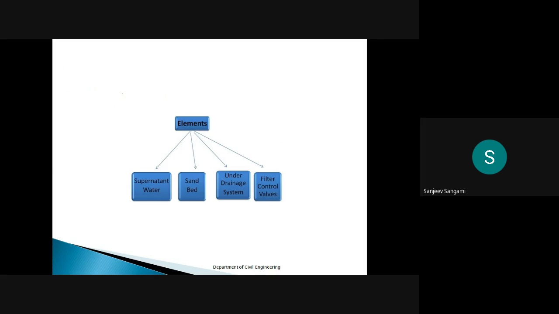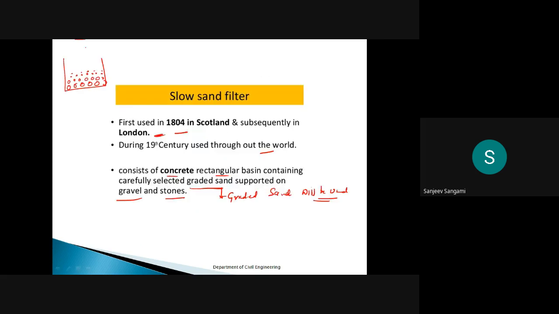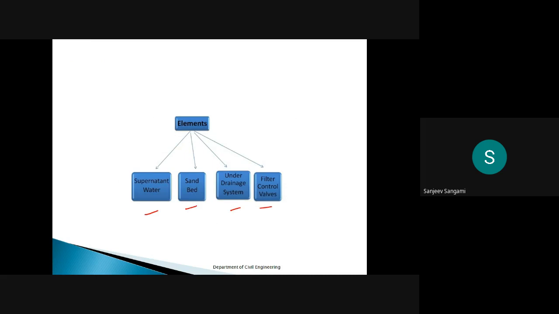Then, the elements we are going to use in this slow sand filtration process are supernatant water, sand bed, under drainage system and filter control valves. Supernatant water means the water above the filtration bed, above the top of the filter bed. That is one component. Then the sand bed, then the under drainage systems.